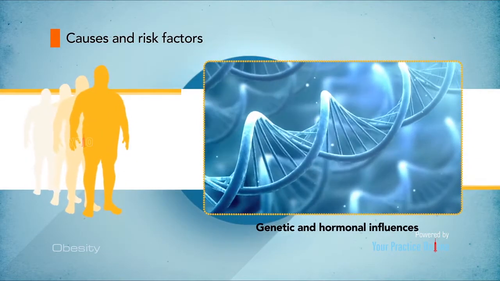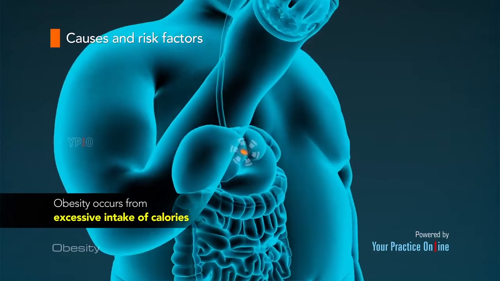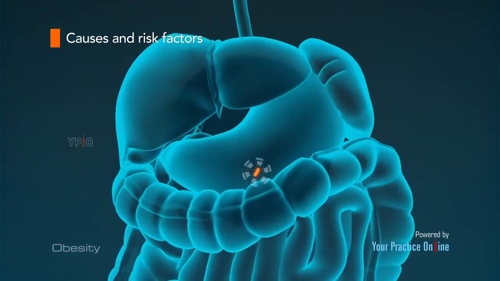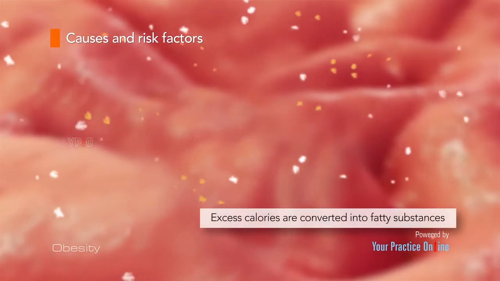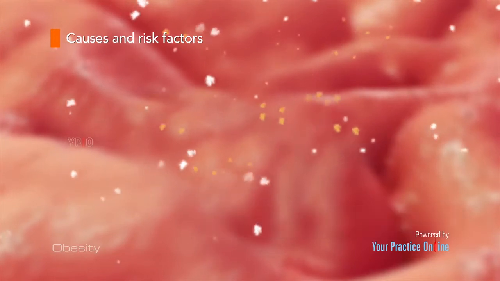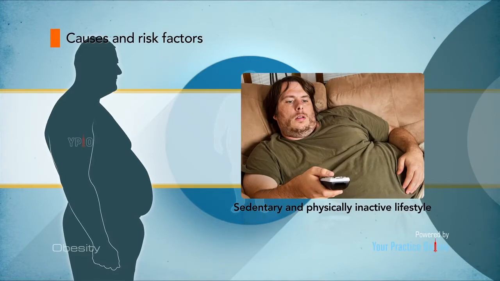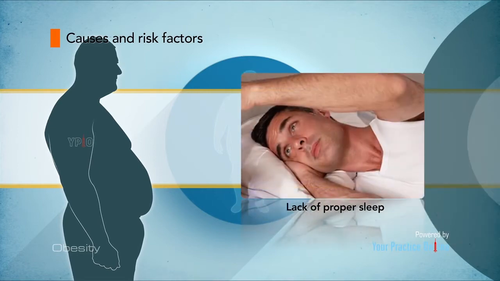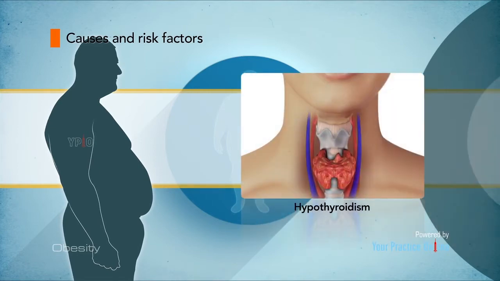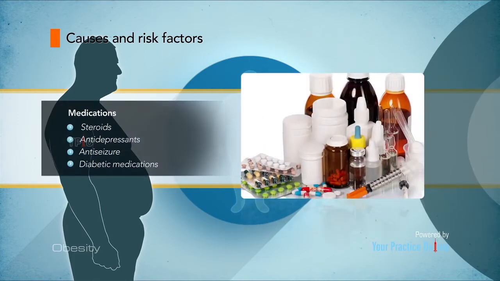Causes and risk factors. Besides genetic and hormonal influences, obesity occurs from excessive intake of calories, more than what is required for the body. Your body converts calories into energy for the body to use, and the excess calories are converted into fatty substances, triggering obesity. The most common causes of obesity include sedentary and physically inactive lifestyle, unhealthy diet and eating habits, pregnancy, lack of proper sleep. Disease conditions such as hypothyroidism and depression, medications such as steroids, antidepressants, anti-seizure, and diabetic medications.